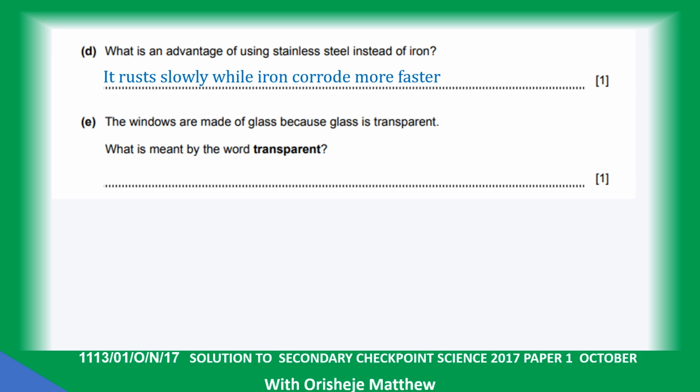The windows are made of glass because glass is transparent. What is meant by the word transparent? You can see through glass. Glass allows light to pass through.